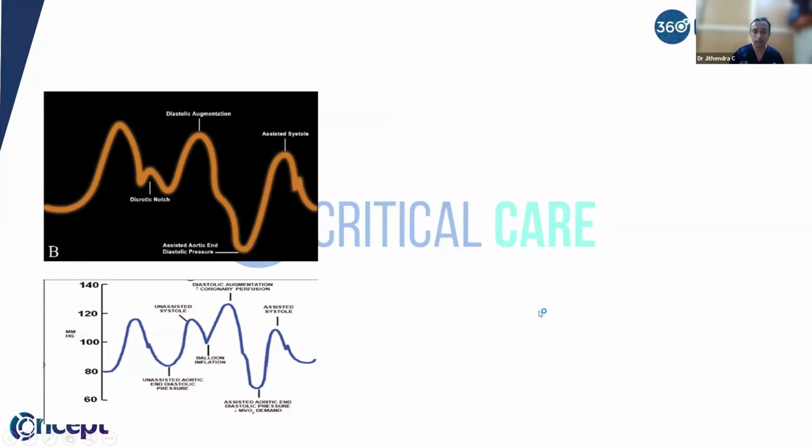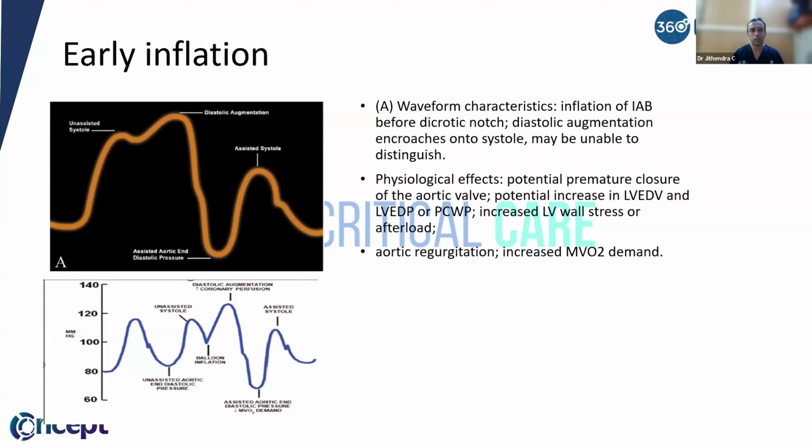Okay. So what do you do? They'll ask you, what do you do for this? You'll go to the console, put it in 1:2 mode, and time the inflation. Okay, you make it inflate a little later. Okay, you adjust the timing. I've shown you on the console how to do it.